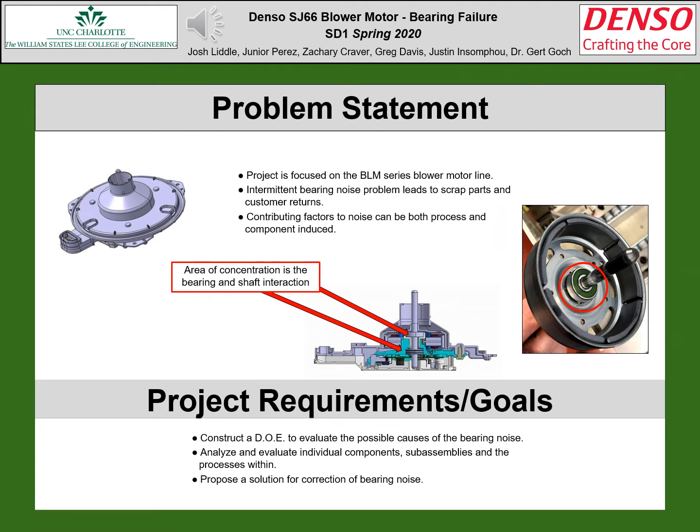Our project was focused on Denso's BLM series blower motor line. The product line experiences an intermittent bearing failure that is induced upon assembly. The bearing failure issues lead to part rejects and customer returns.